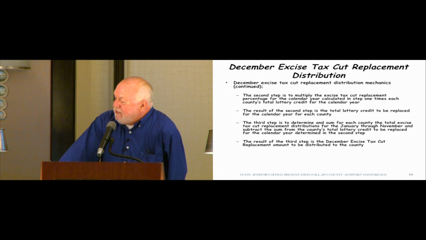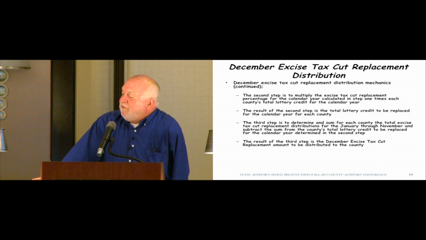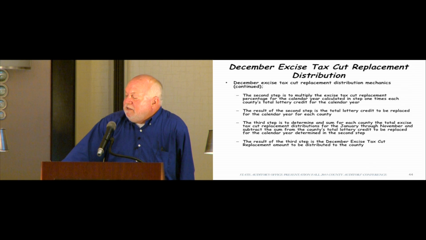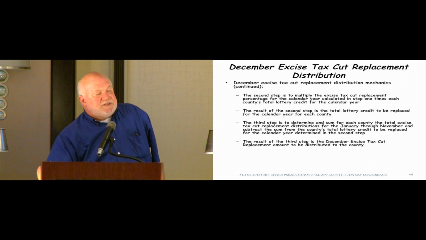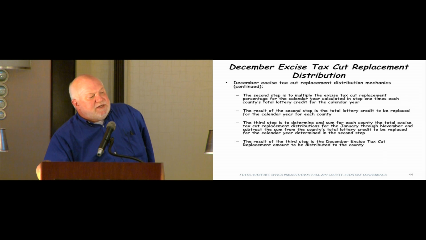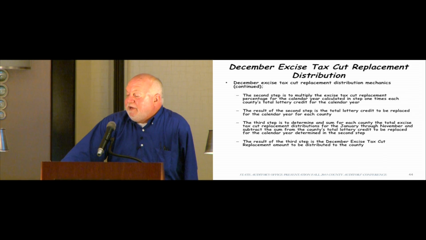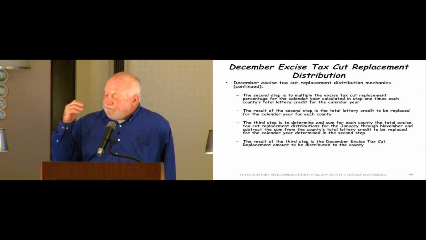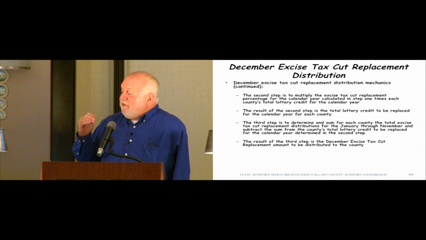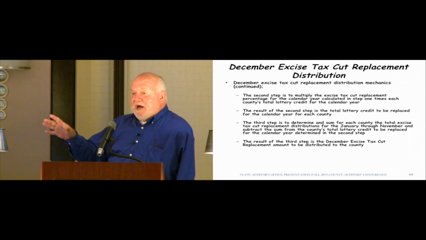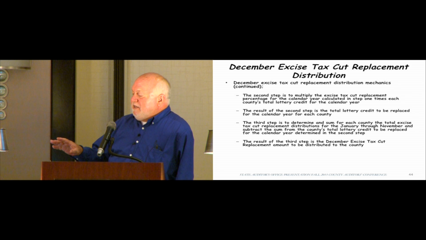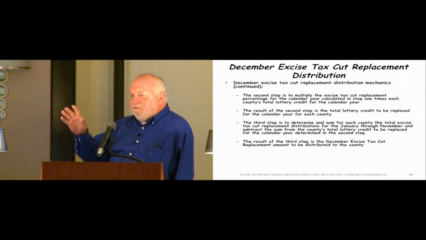And that's what we do in the second step. Then in the third step, well, let's back up a little bit. We take that percentage times the calendar year total for each county, and we determine the total lottery credit that's going to be replaced for each county. So whatever that percentage is, that's the percentage we're going to replace for every county. Whatever Marion County's total is for the year, we take it times 68%, and that gives us a dollar amount to replace for Marion County. And we take 68% times Randolph County, and so forth and so on.